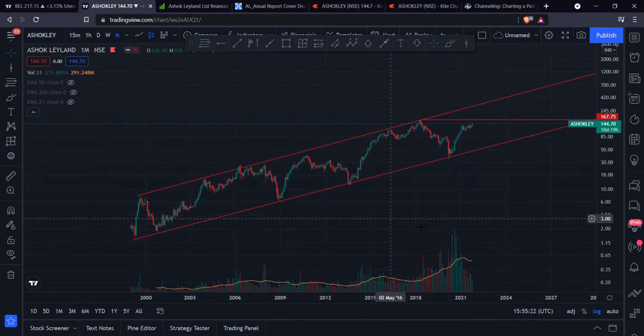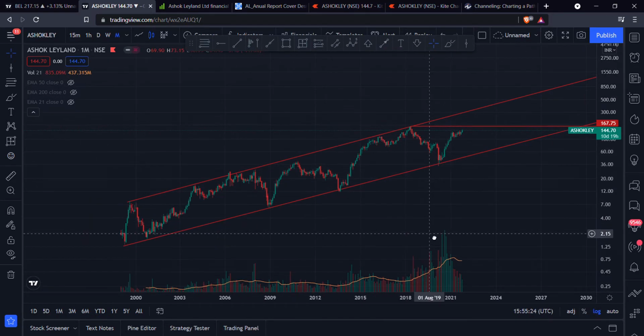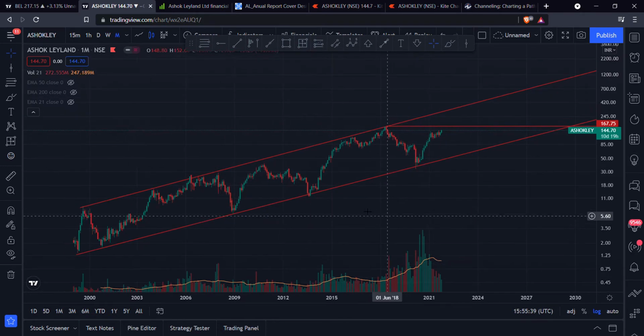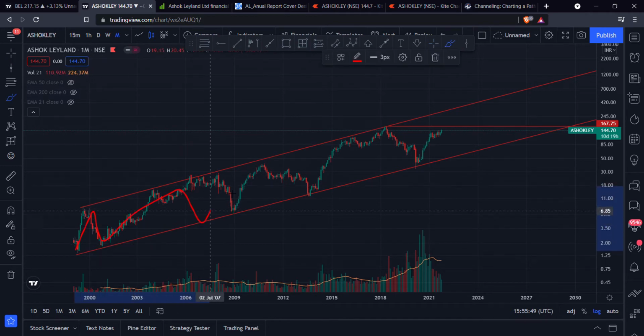So this is the monthly log chart. I'm using the log chart because on a monthly scale it's always good to use log charts. This is the monthly chart of Ashok Leyland. As you can see, it has been moving in a parallel channel from the beginning, around 1999 when it was listed. It has been moving in a channel steadily, going up and down, up and down, like this.